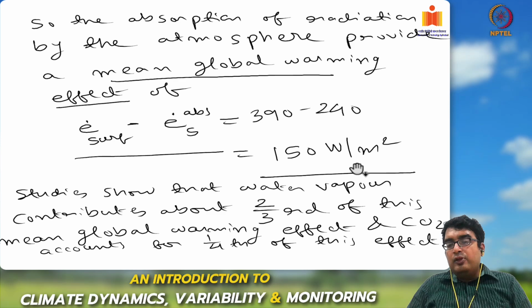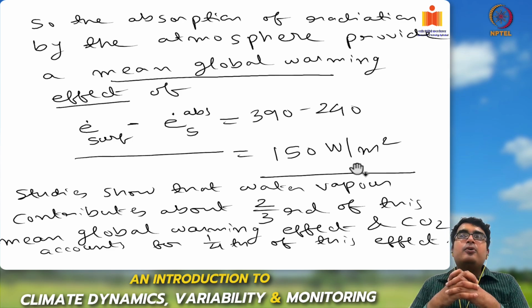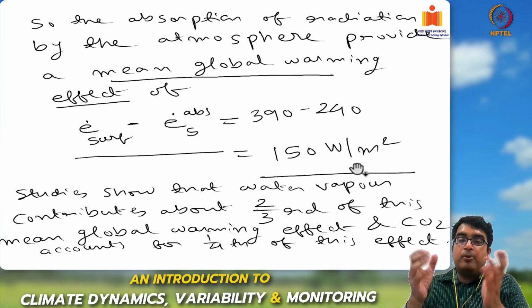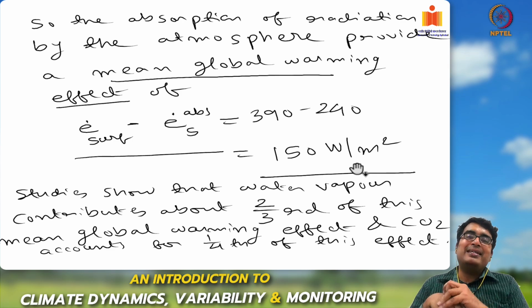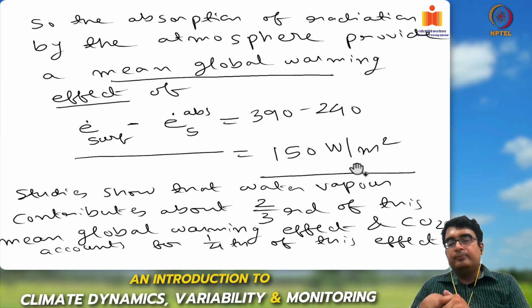Studies have shown, and we will not go into these detailed modeling results, that water vapor contributes about 2/3 of this mean global warming effect, and CO2 accounts for around 1/4 or 25% of this effect. So, around 66% comes from water vapor, 25% from CO2, and the other greenhouse gases contribute the rest. So, in terms of the mean greenhouse effect or the global warming effect that the atmosphere is having, water vapor is the most important gas and the second most important gas is carbon dioxide.